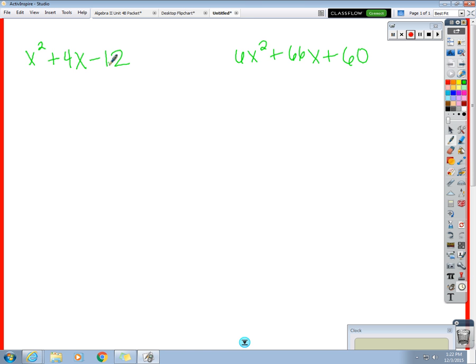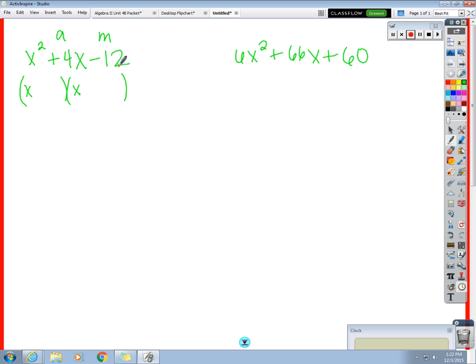So this one, since it has a 1 in its a, you can go ahead and bubble method it right away. The way we do the bubble method is we have to put an x at the beginning of each binomial to produce that x squared when we FOIL it. And then to get the numbers that go in the binomial, you just have to remember that they add up to positive 4 and they multiply to negative 12.